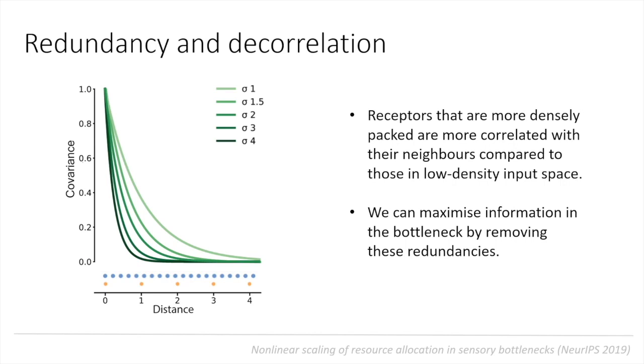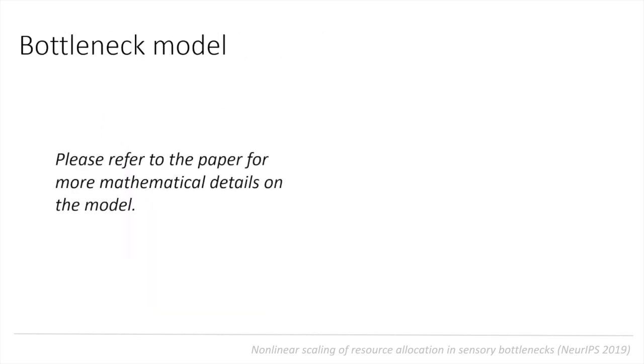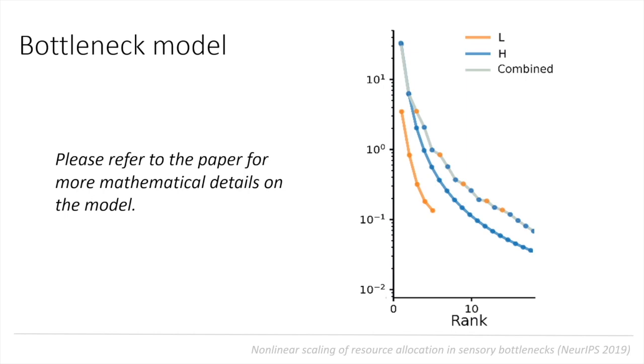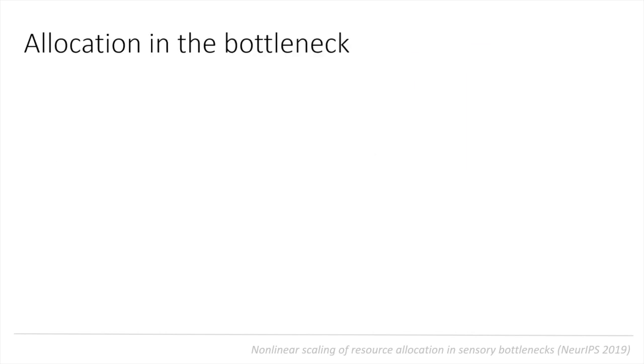In this paper, we show that this problem can be solved by calculating and sorting the eigenvalues of the input covariances for the two regions, shown here in blue and orange respectively. Furthermore, for certain forms of the covariance function, this can be done analytically. So what did we find?